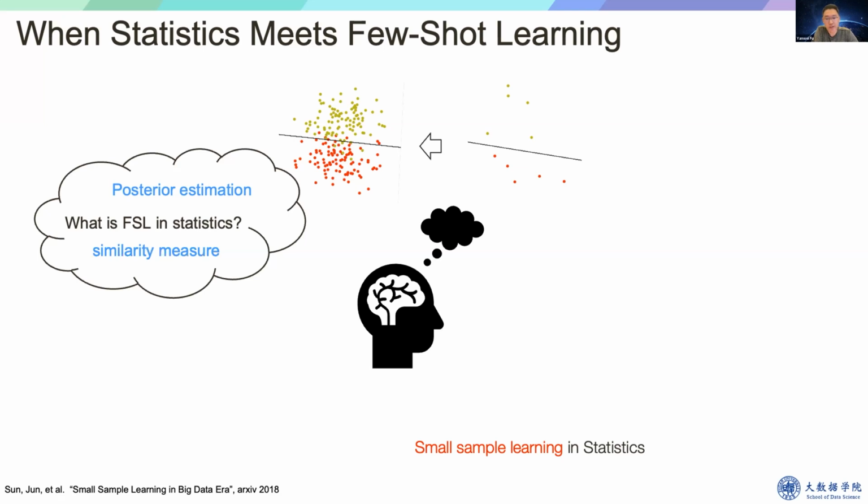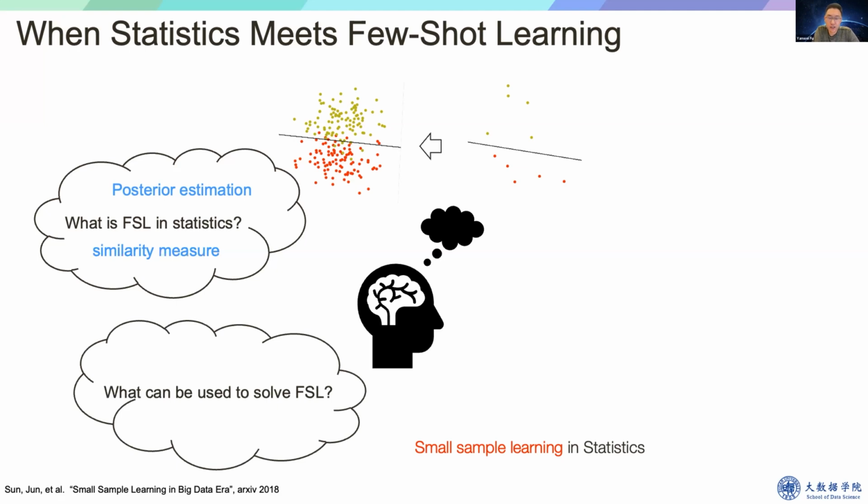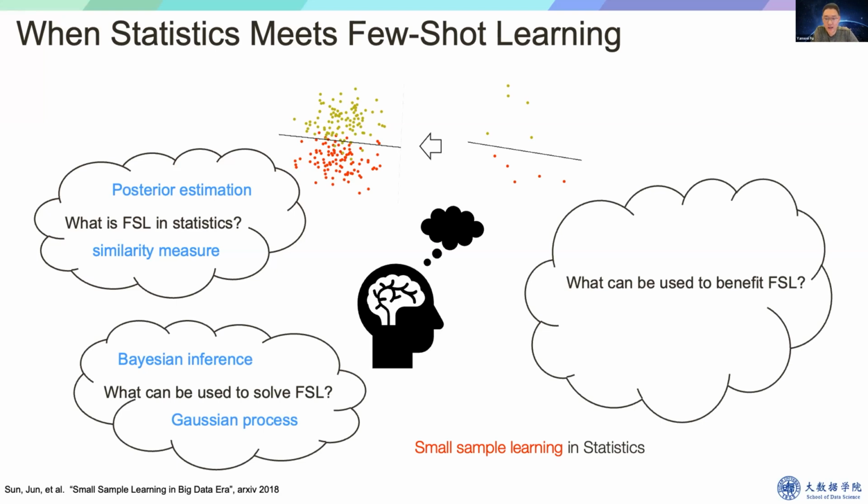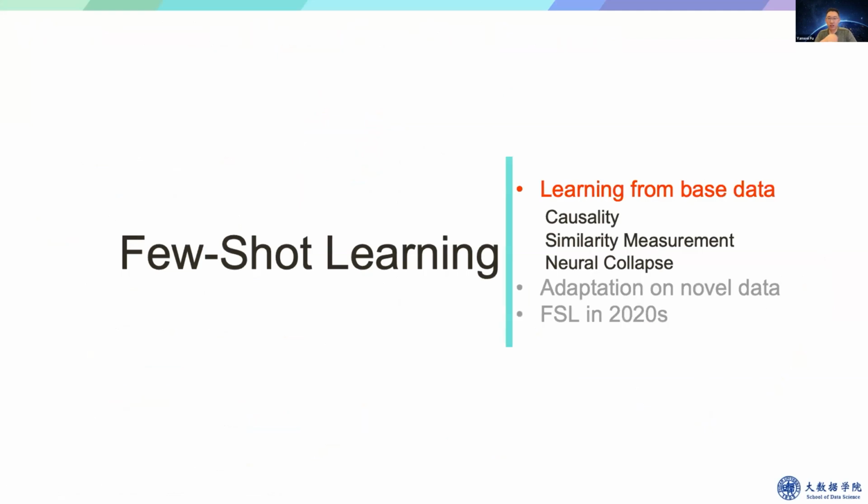Then, what can be used in statistics to solve feature learning? The most common approach, meta-learning, follows Bayesian inference in statistics, which was already introduced in Tim's talk. On the other hand, many methods use Gaussian processes to help construct feature learning models. There are also several interesting concepts in statistics that are beneficial for feature learning, which we will introduce next, including causality, calibration, statistical outlier detection, and alignment.